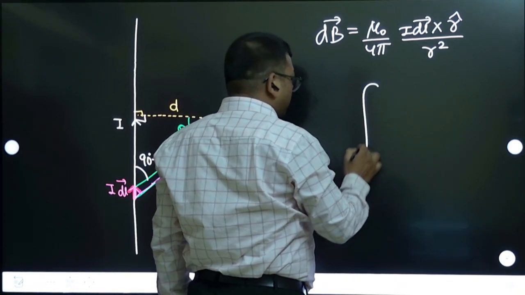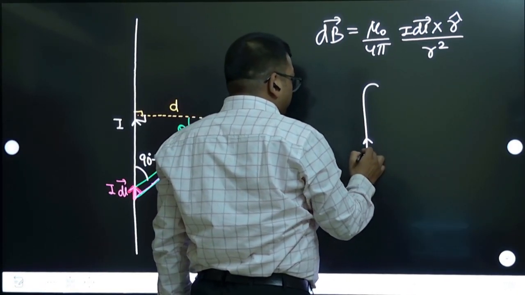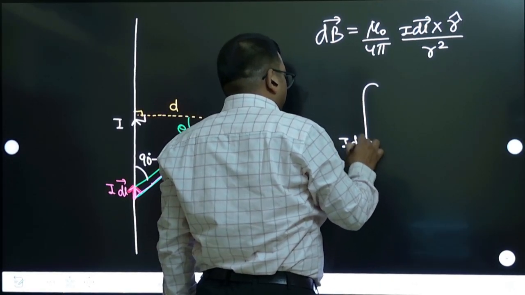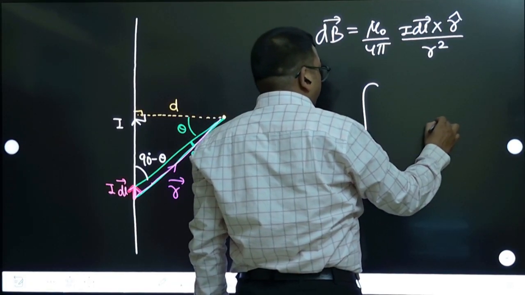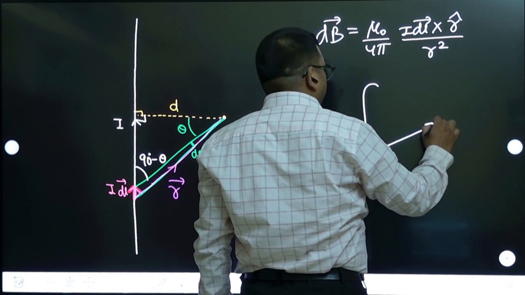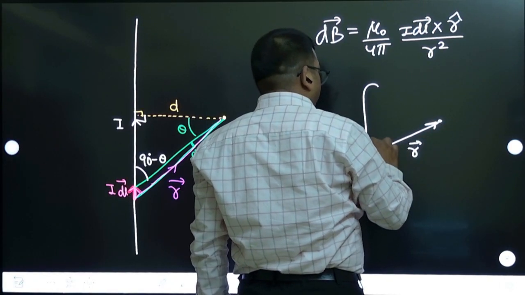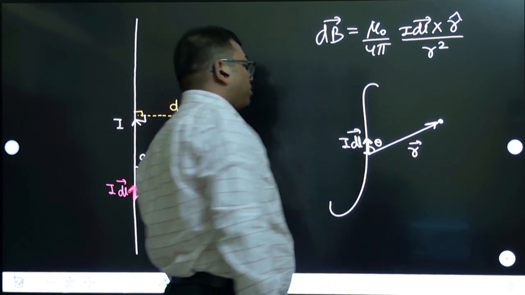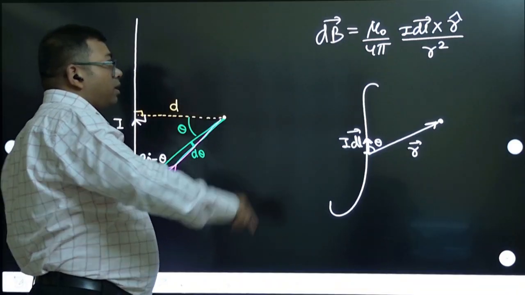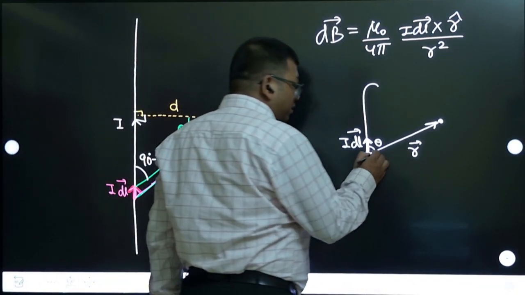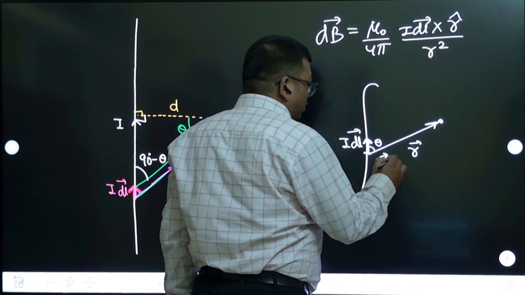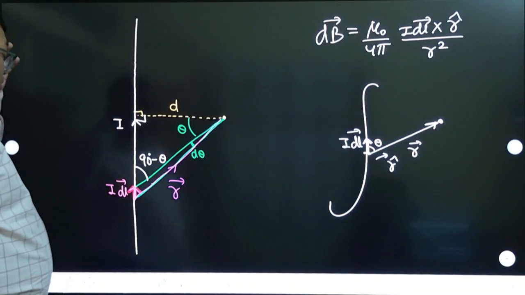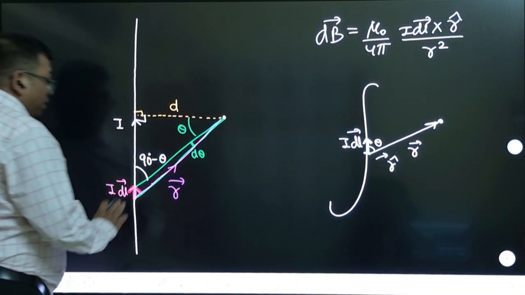Suppose there is a current carrying wire, and let's say there is a small element carrying current I dl. At this point, which is at a distance of r vector at an angle of theta, the magnetic field is given by this formula, I dl cross r cap. r cap is a unit vector in this direction. So in the same way, we are taking I dl cross r.